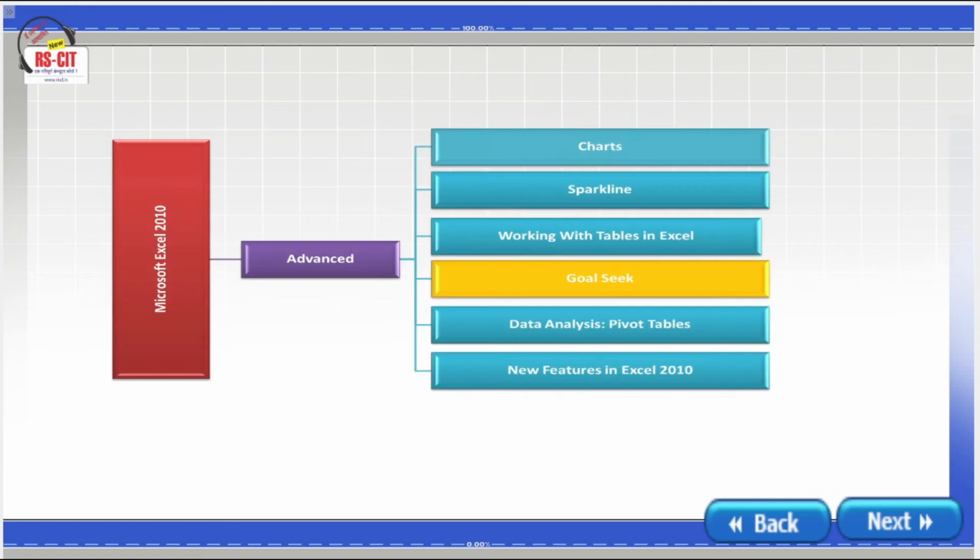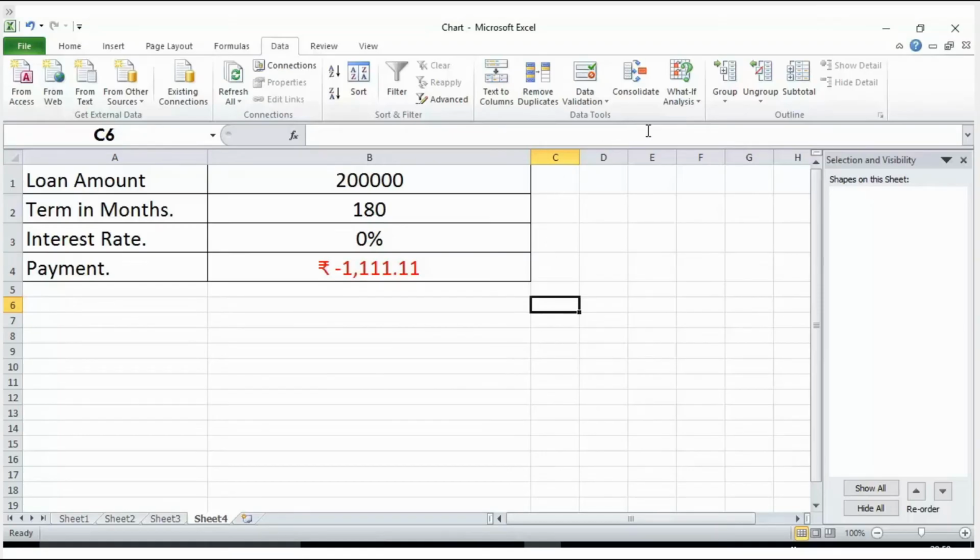What-if analysis? Goal Seek. Goal Seek is a useful what-if analysis tool available in Excel. If you know the result that you want from a formula, but are not sure what input value the formula needs to get that result, you can use the Goal Seek feature.